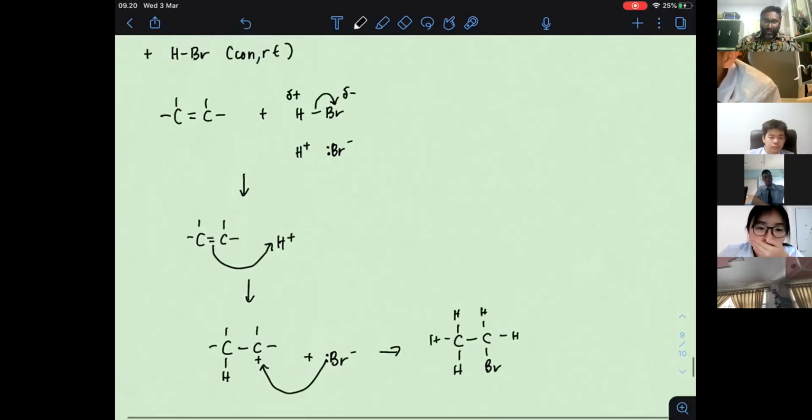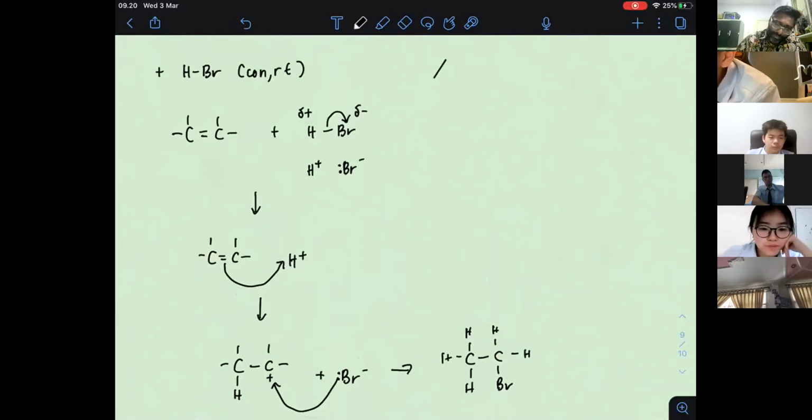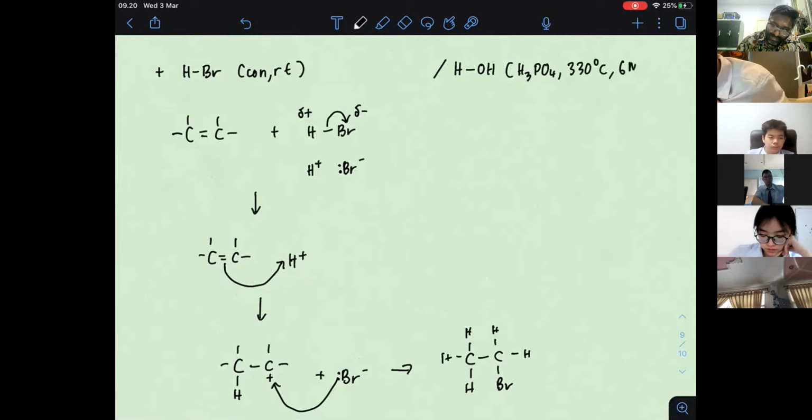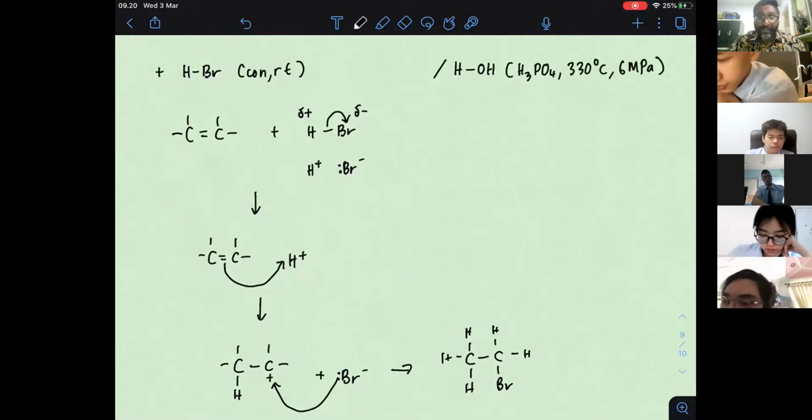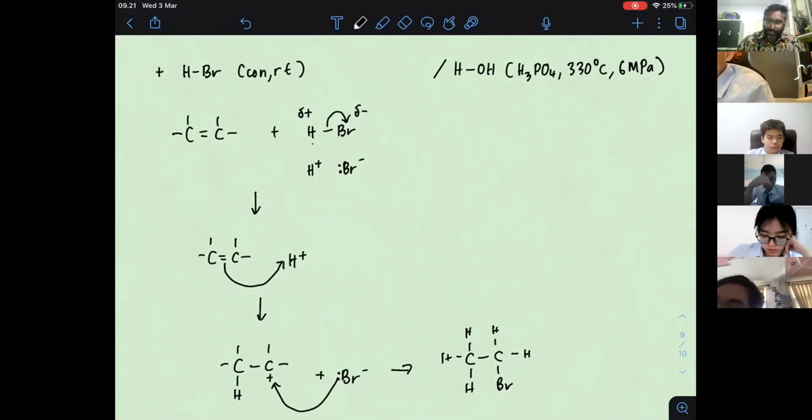Now you can use the same situation when you are reacting with steam, which is going to be with the presence of H3PO4, 330 degrees Celsius, 6 megapascal. Remember, memorize, yeah? So here, if I want to show with HOH, the way that we show is going to be the same. The H stays, and the Br you change to OH. That's it. The remaining steps are the same. I'm sure that I do not need to draw this again for you, you just need to change.